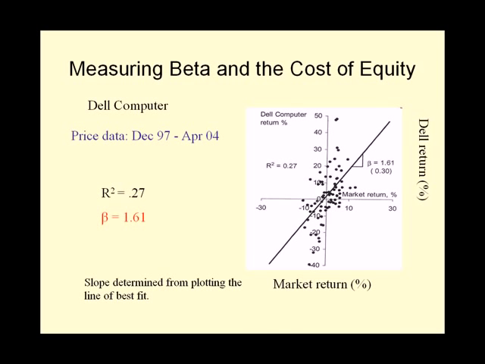The next presentation is for Dell Computer, the period 97 to 2004. So it's a more recent period than the previous slide, and you can see that Dell Computer has become somewhat less risky in the last few years than it was in the earlier time period. That is, the beta has fallen down to 1.6.